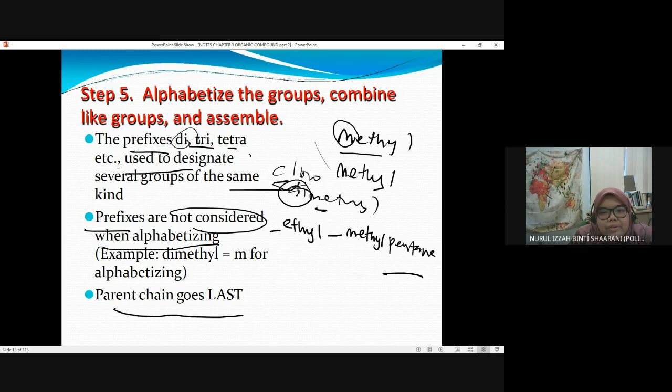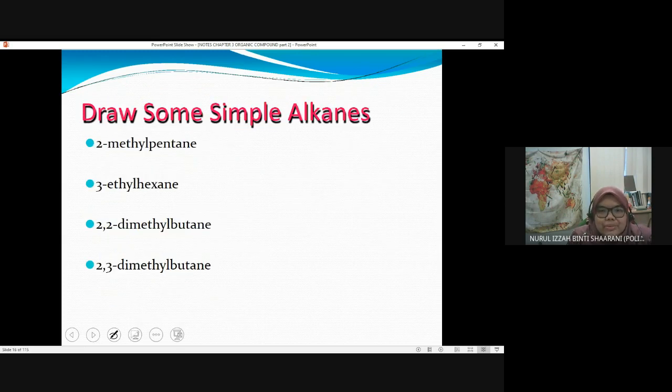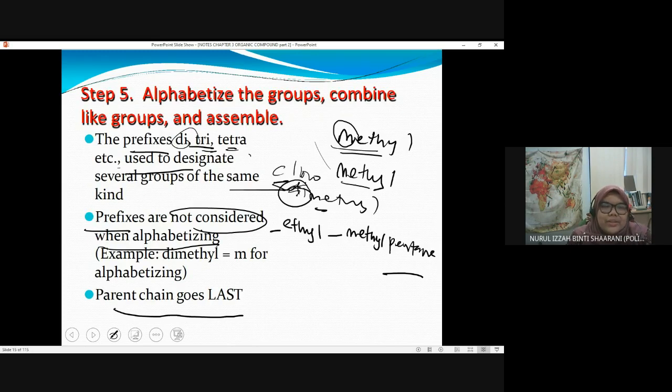Di ni bila you ada dua lah. Tri ni when you have three same atom or group of atom. Tetra, empat, dan seterusnya. Tapi biasanya tak adalah banyak-banyak. Ada banyak tapi untuk level kita dia tak banyaklah. So previously tadi from the compound or from the structure we construct the IUPAC name. Next kita nak tengok pula kalau kita ada IUPAC name how we are going to construct the structure.